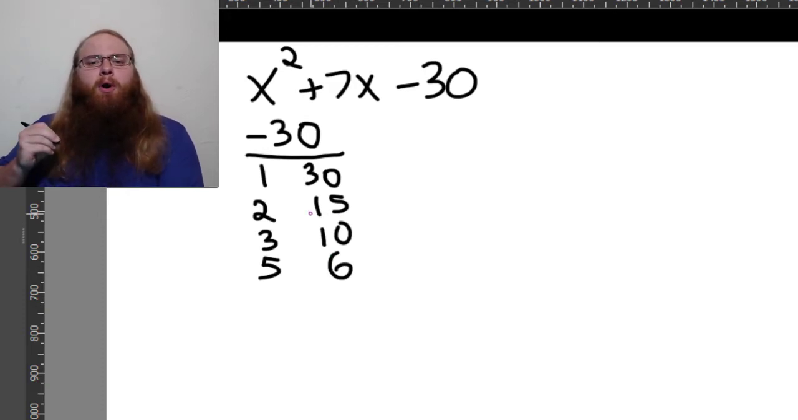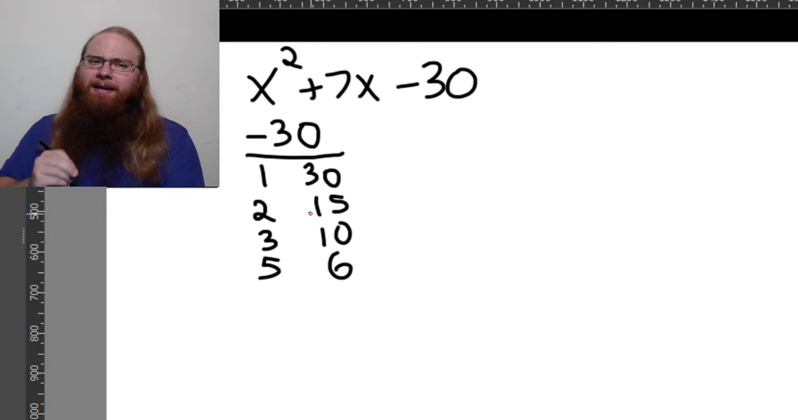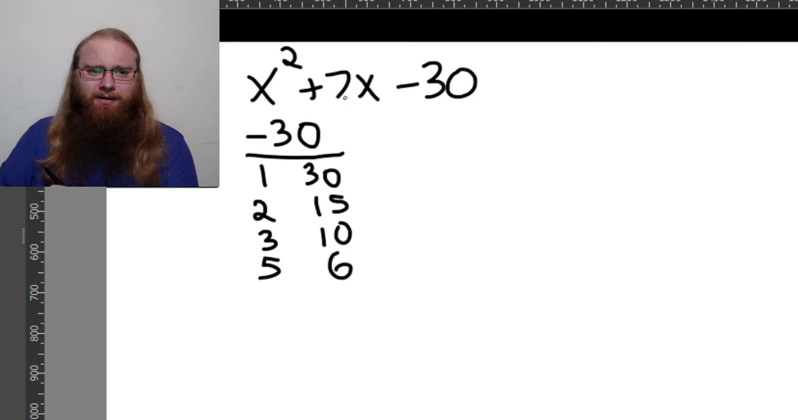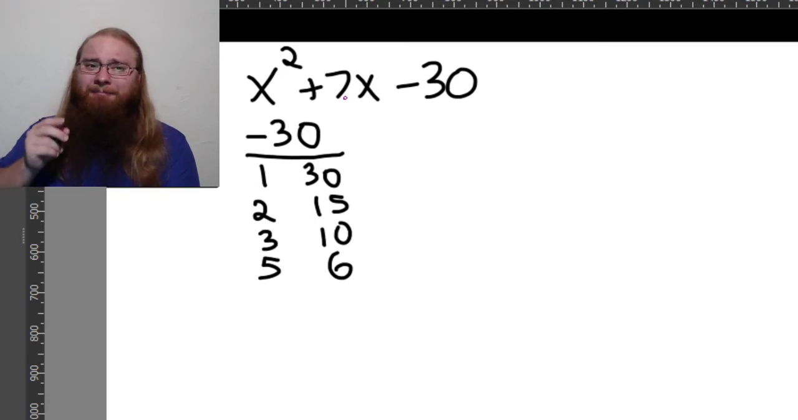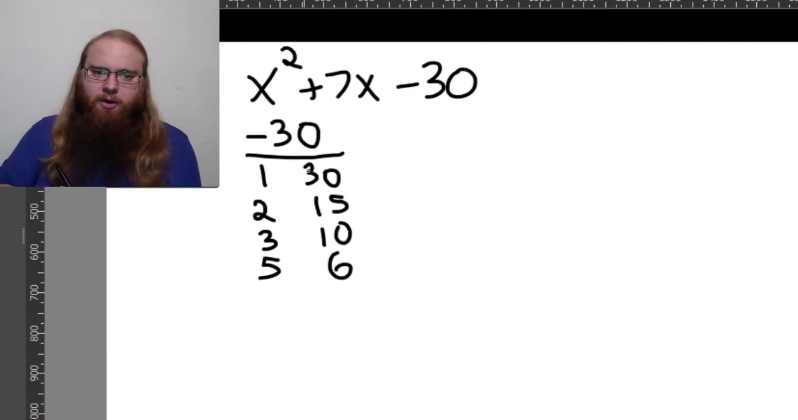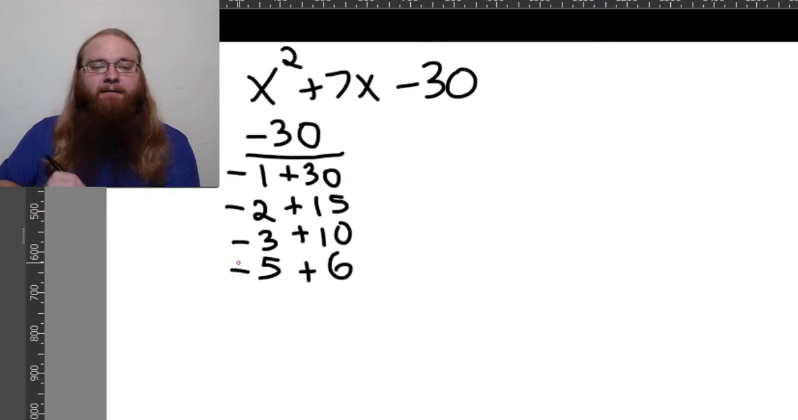So, now, we need to multiply to get a negative, but when we add the numbers together, we're looking for a positive 7 here. So, in order to multiply two numbers together to get a negative, one has to be positive and one has to be negative. But when we add them together, in order to get a positive, that means that the bigger number has to be positive. So, the bigger number will be positive, and the smaller number will be negative.